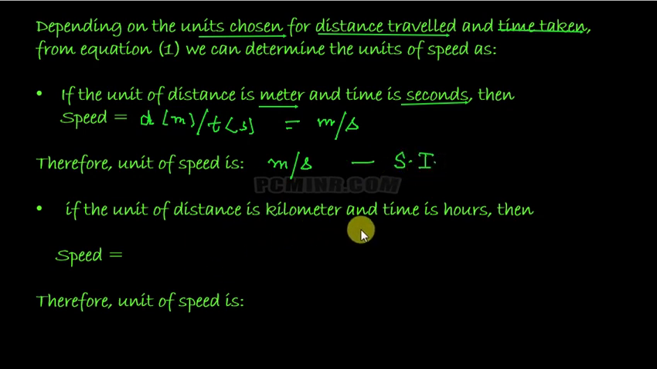If the unit of distance is kilometer and the time is hours, then the speed would be distance in kilometers upon time in hours, so the unit of speed is kilometer per hour. But generally in your numericals, you will have to convert this into meter per second. You should always have all the quantities, all the parameters, in the same set of units. If you choose kilometers for the distance, then hours should be the time, and kilometer per hour will be the unit of speed. But if you choose the distance in meters and time in seconds, then you have the SI system, so meter per second will be the unit of speed.